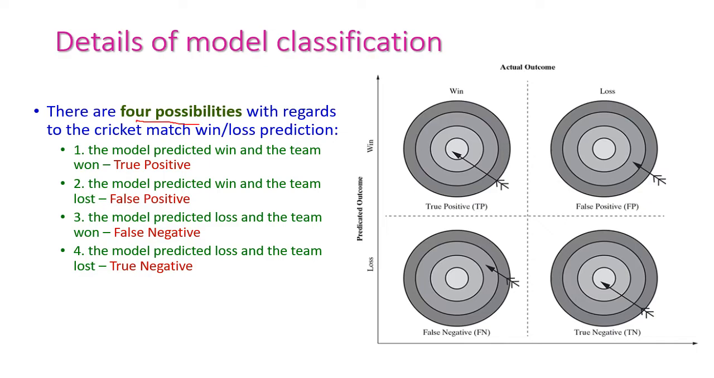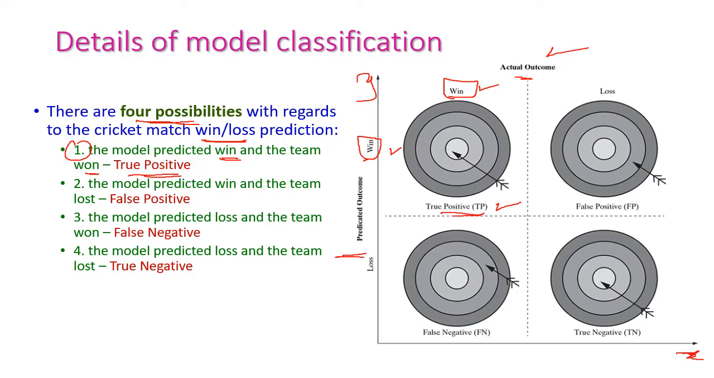Here there are 4 possibilities for predicting whether the game will be won or lost. In this graph, the y-axis represents the predicted outcome and the x-axis represents the actual outcome. The first one is the model predicted win and the team also won the match. So this is called true positive. The predicted value is win and the team also wins the match. This is called true positive.